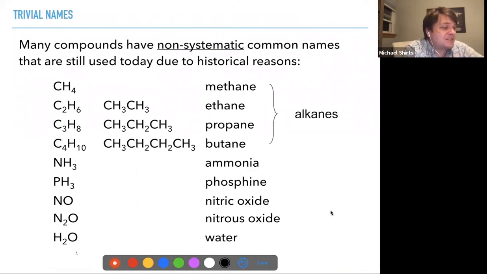Many compounds do have non-systematic common names that are still used today. Just because you know all the IUPAC names, there are other names that come up a lot. For example, methane, ethane, propane, butane. These are not names you'd guess from trying to name the compound in terms of the different atoms it has, but they're the common names that existed, and so people use them. Ammonia, phosphine, nitric oxide, nitrous oxide don't really follow the naming conventions either. Water definitely does not follow them. So you should be familiar with these as well.